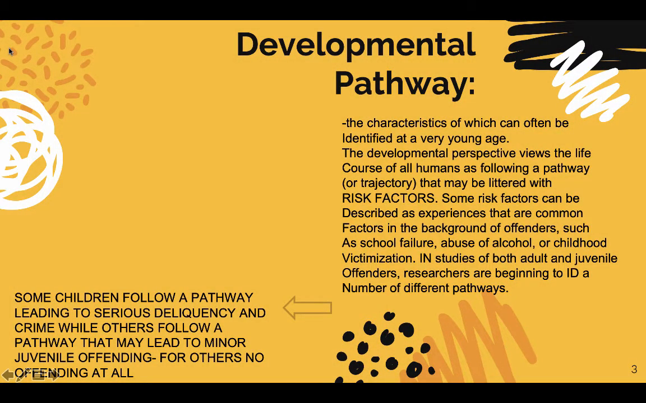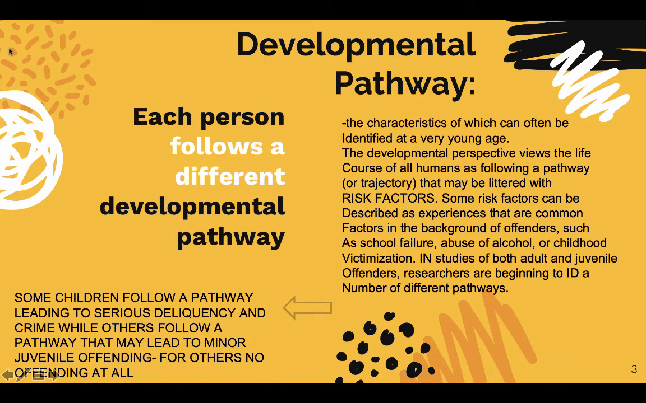The developmental pathway. Each person follows a different developmental pathway, the characteristics of which can often be identified at a very young age. The developmental perspective views the life course of all humans as following a pathway or a trajectory that may be littered with all different types of risk factors. Some of those risk factors can be described as experiences that are common in the background of offenders, such as school failure, abuse of alcohol, or childhood victimization.